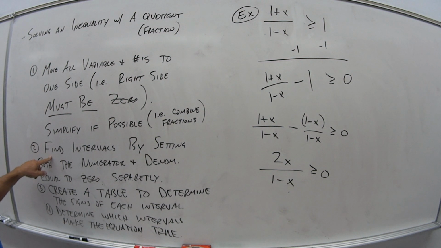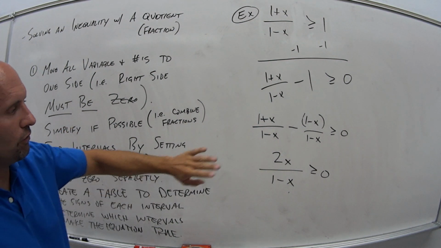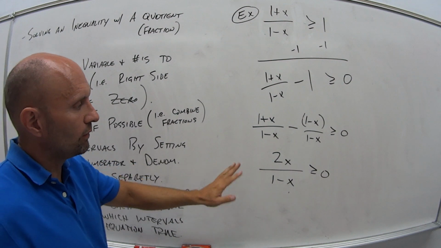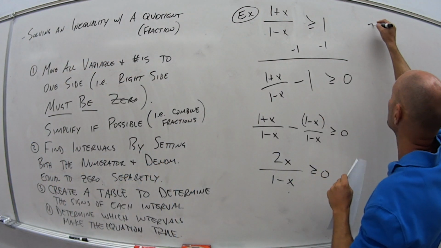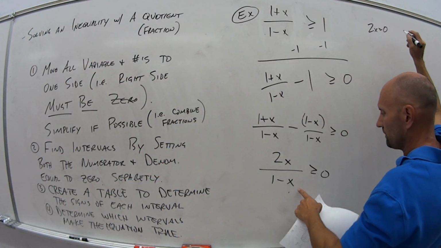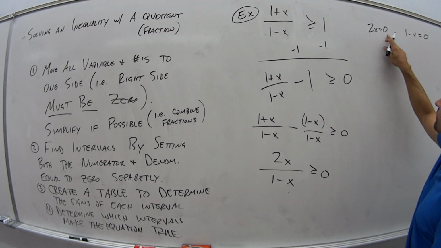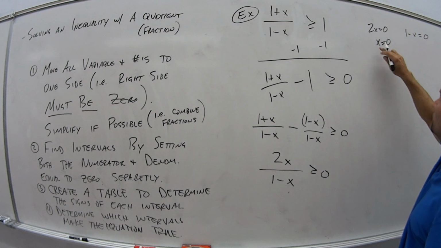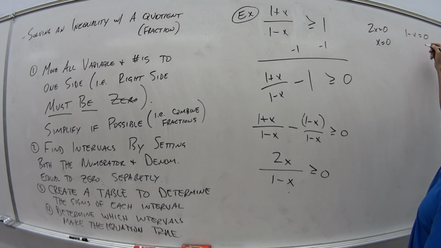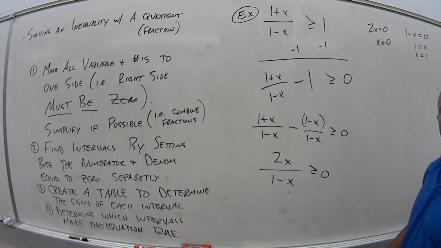Step 2, I need to find my intervals for the table I'm going to build by setting the numerator and the denominator equal to 0 separately. So 2x equals 0 and 1 minus x equals 0. Solving these, x is equal to 0. And if I bring the x over, 1 is equal to x, which is the same thing as saying x is equal to 1.